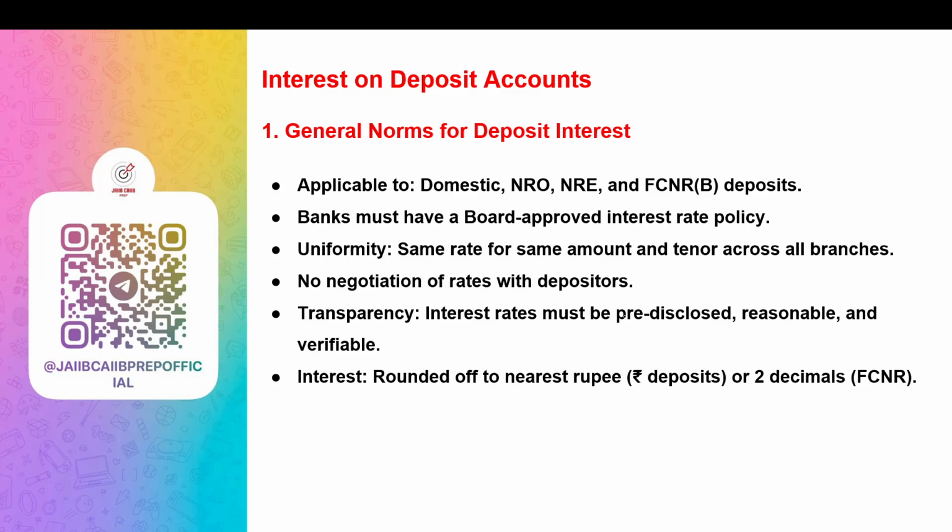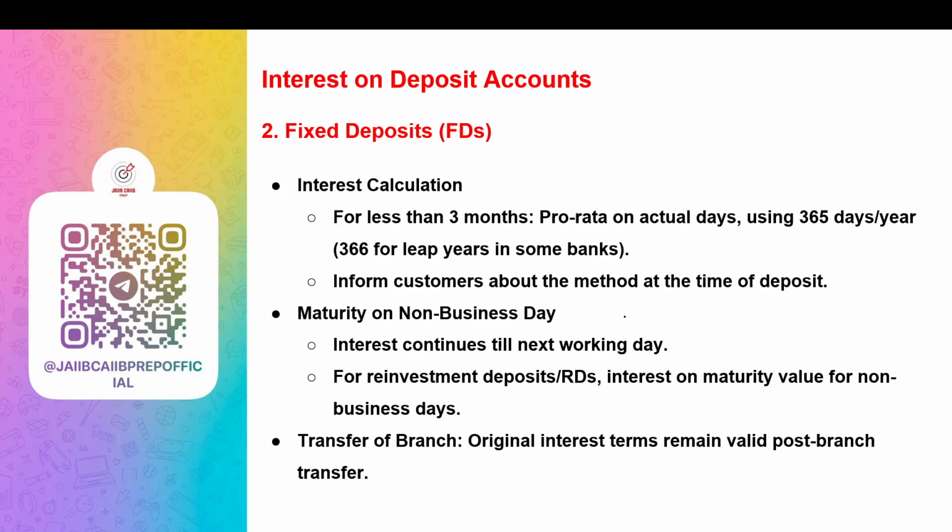There's rounding off, so round off interest to the nearest rupee, and for FCNR deposits, round off to two decimal places. And if there is any change in rates, they must be quickly shared with customers and branches. For a fixed deposit receipt for deposits of less than 3 months or where the last quarter is incomplete, interest is paid only for the actual number of days.